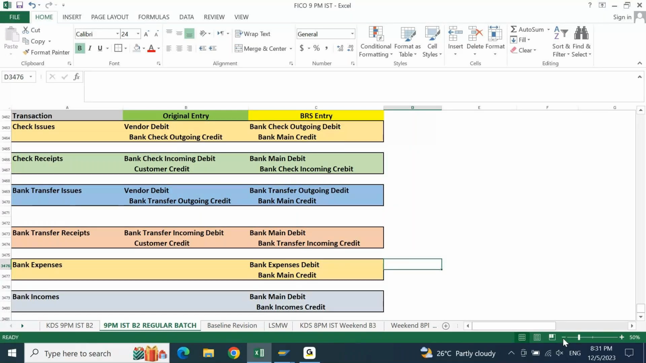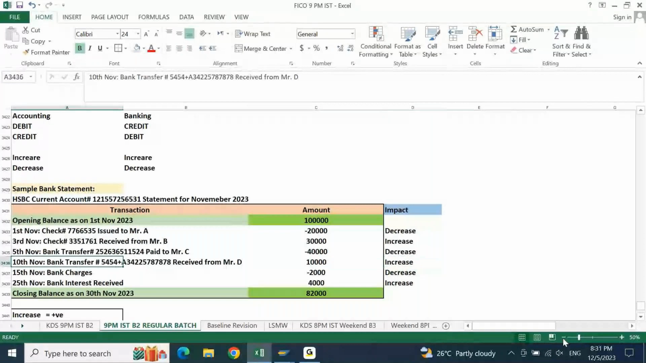First, we have to remember the accounting entries. Once you remember them, then we have to take our sample bank statement and map these accounting entries with it, and then practice with similar data. We are going to create the same Mr. A as a vendor. We will issue a check on the same date. We will update the check number as the same number.